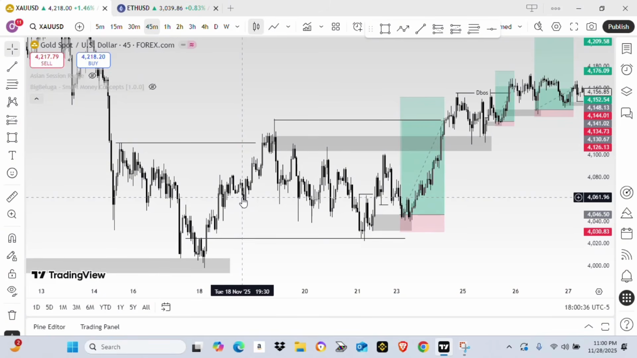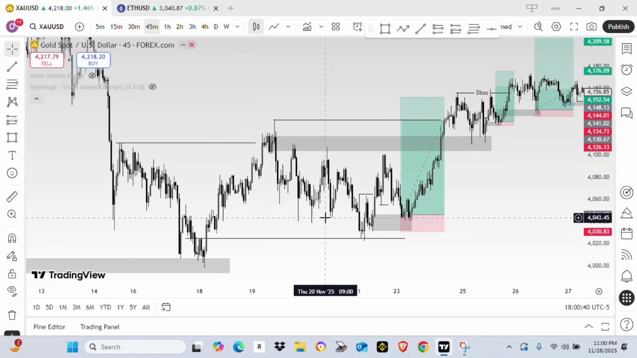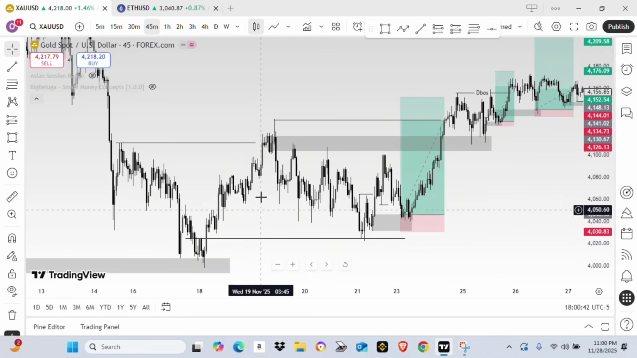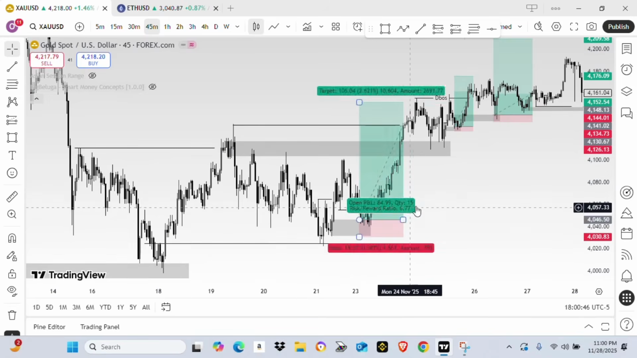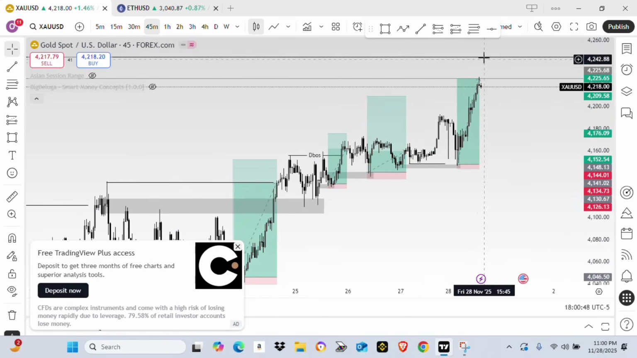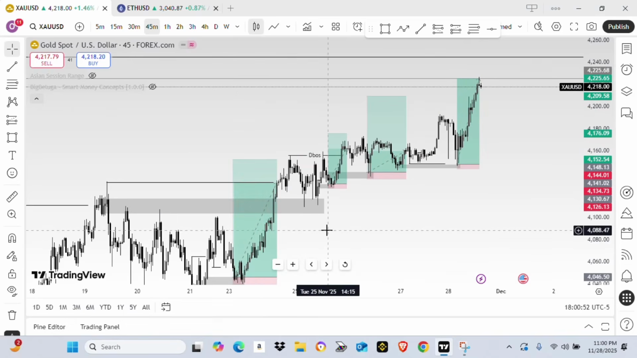So the first thing I'm going to show you guys is how to find your directional bias from your higher time frame down to your lower time frame, and know how to enter the trade and leave the trade, when to leave the trade and when not to leave the trade. So this is all the things I'm going to be explaining in this video.